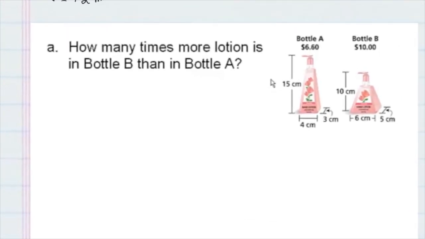So we've got 2 bottles of lotion here. They're both pyramids, but they're different shapes. So we're going to see how many times more lotion is in bottle B than in bottle A. Okay, because bottle B is more expensive, so we would expect to get more lotion out of it. So let's take a look. We'll split it up. We'll do bottle A on the left and B on the right.